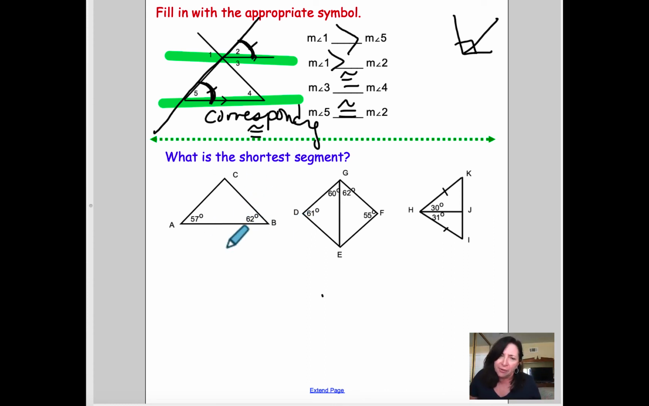So the bottom part for this, first of all, I need to find this angle here. So I'm going to take 180 degrees. I'm going to subtract 57, and I'm going to subtract 62, and that last angle is 61.